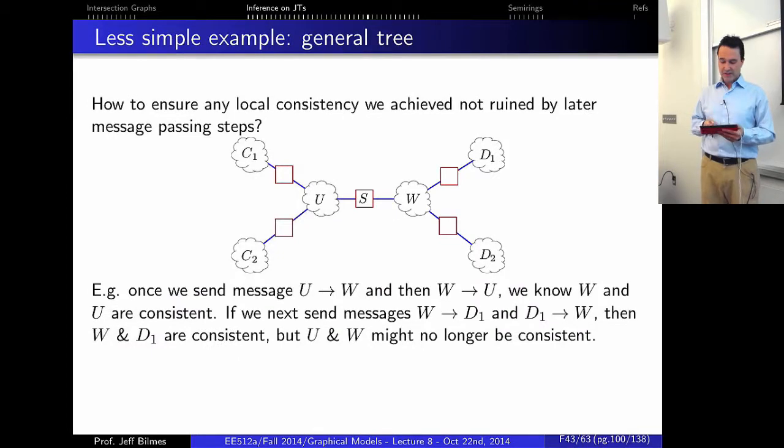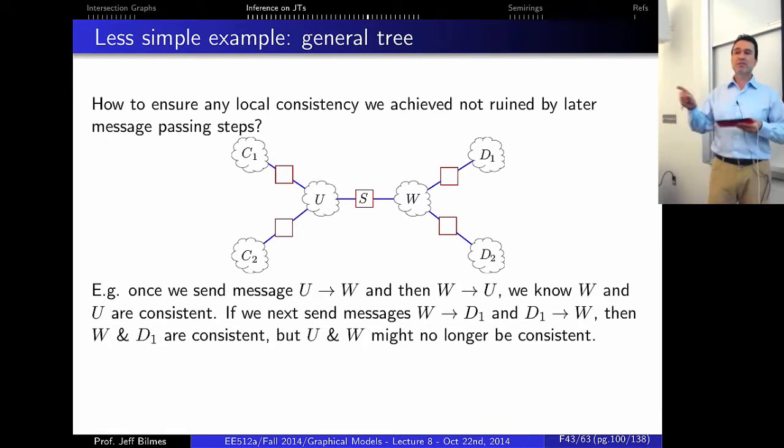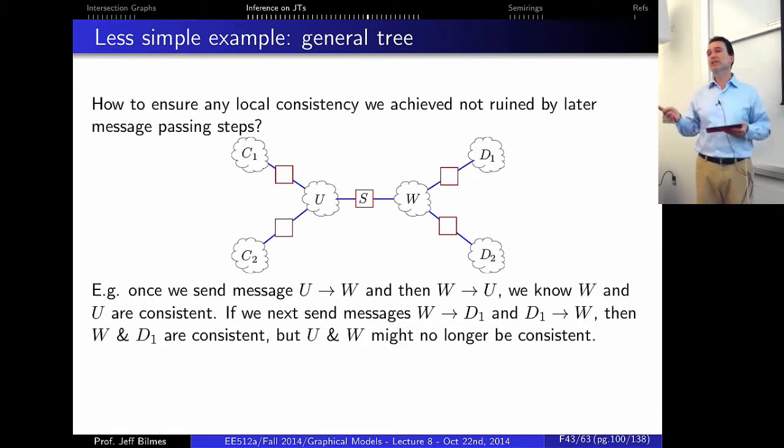Okay, that's a Bayesian network example. The next thing we're going to do when we come back on Monday is to see what happens when we've got a general tree. Because the problem is if we send messages indiscriminately, we can destroy this nice local consistency that we've achieved. So try to watch this lecture again before Monday.